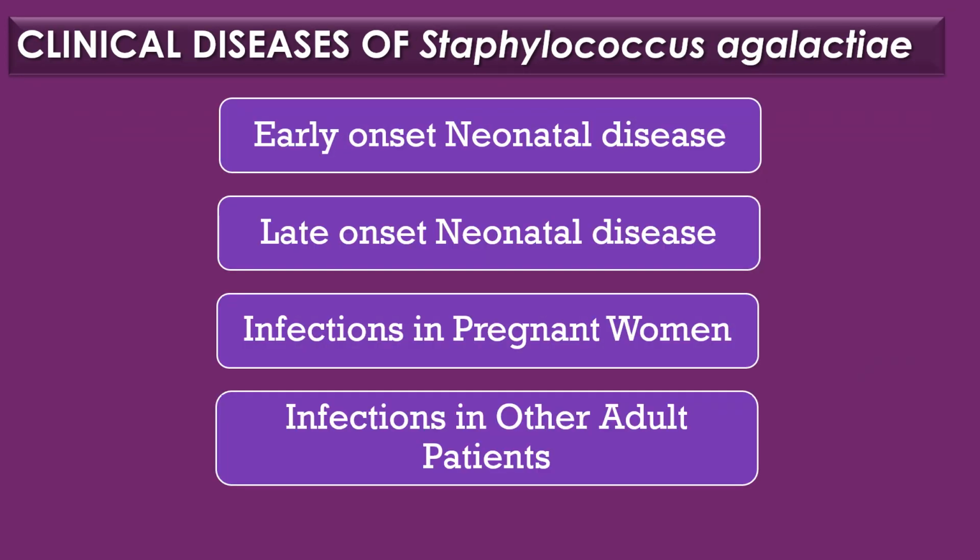Next, clinical diseases of Streptococcus agalactiae. Streptococcus agalactiae is responsible for causing four types of clinical infection. The first is early onset neonatal disease. The second is late onset neonatal disease. The third is infection in pregnant women. And the fourth is infection in other adult patients.